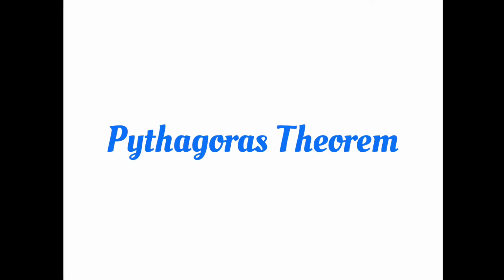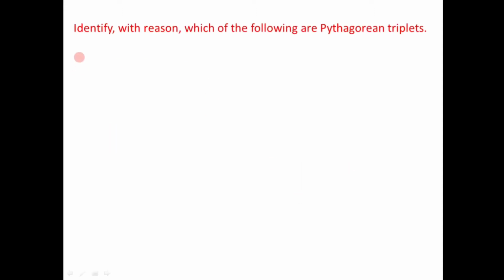Hello students, let us solve some examples based on Pythagoras theorem. First question is, identify with reason which of the following are Pythagorean triplet. The first group of numbers is 5, 12 and 13. We have to decide whether it is a Pythagorean triplet or not.